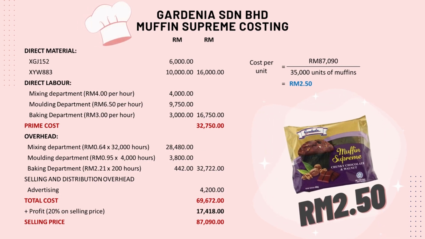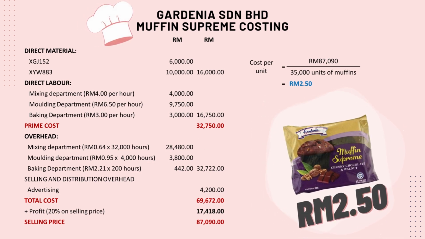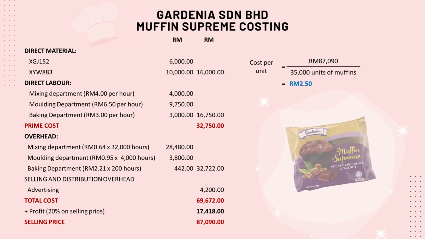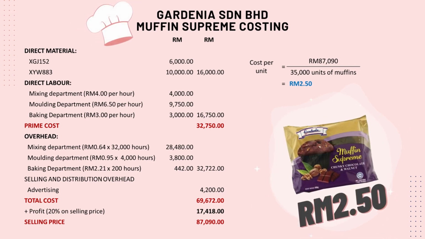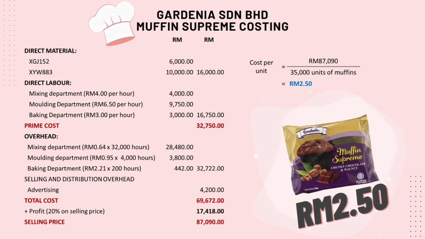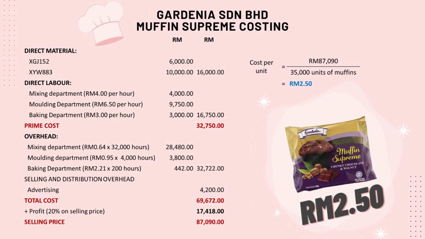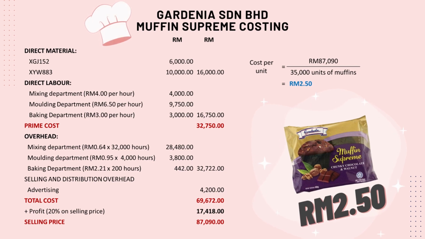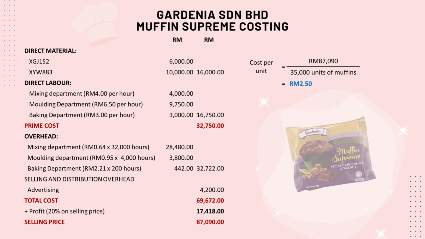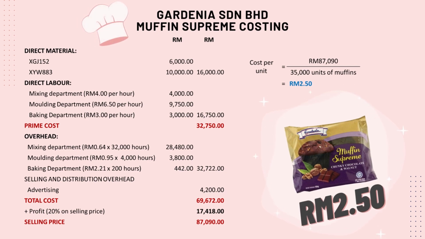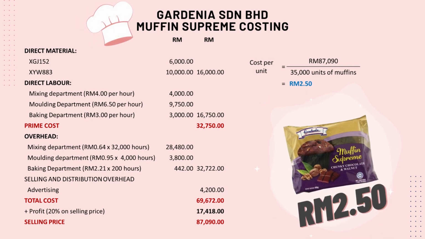This is the final price. With the total cost of RM 69,672 for 35,000 unit muffins and with the margin of 20%, the selling price for 35,000 units of Gardenia Muffin is RM 87,090. Therefore, the price per unit of Gardenia Muffin chocolate is RM 2.50.